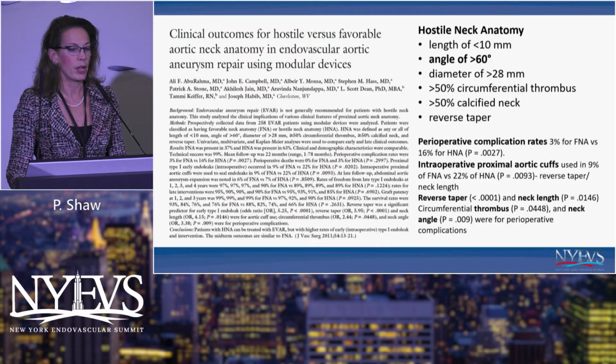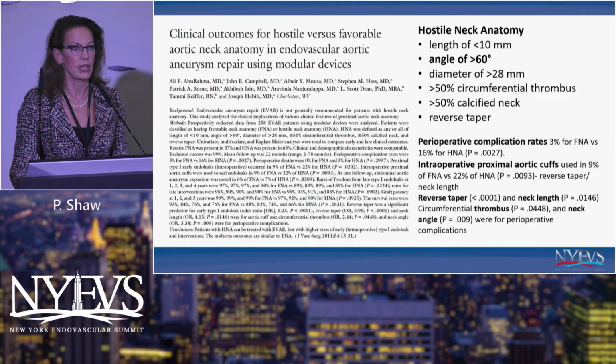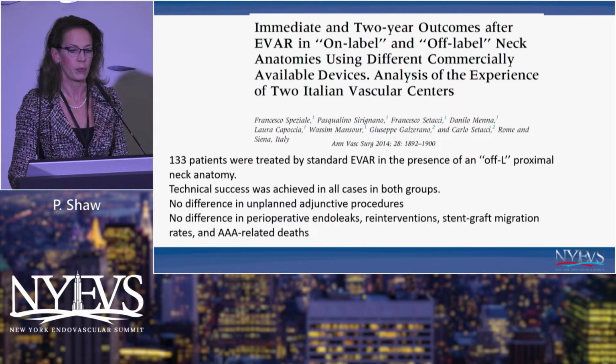And in 2011, Ali Aburahma looked at clinical outcomes for hostile versus favorable aortic neck anatomies. They considered hostile neck anatomy to be a length of less than 10 millimeters, angle greater than 60 degrees, diameter greater than 28 millimeters, presence of circumferential thrombus, calcification of the neck, or reverse taper. And they did note a perioperative complication rate that was more significant for those with hostile neck anatomy as defined. They required more intraoperative proximal cuff placements, particularly in reverse taper, those with short neck lengths, and increased neck angulation.